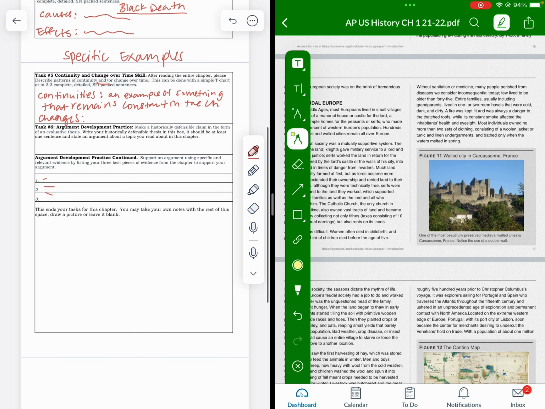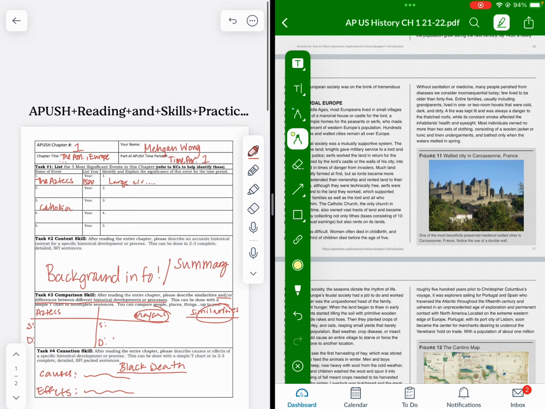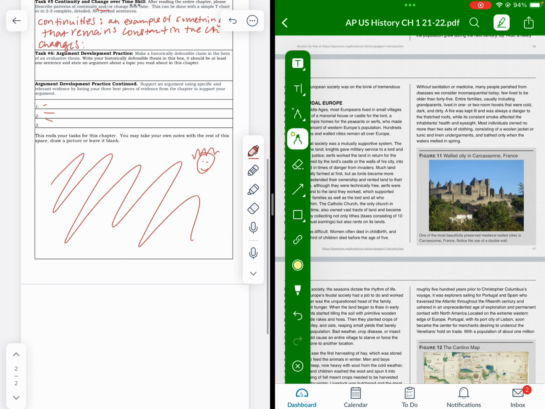And then down here at the end, this is just blank space, but if you're feeling crazy and you want to do a little smiley face, you can put pictures down there. So pretty much that sums up what the skill check is looking for.